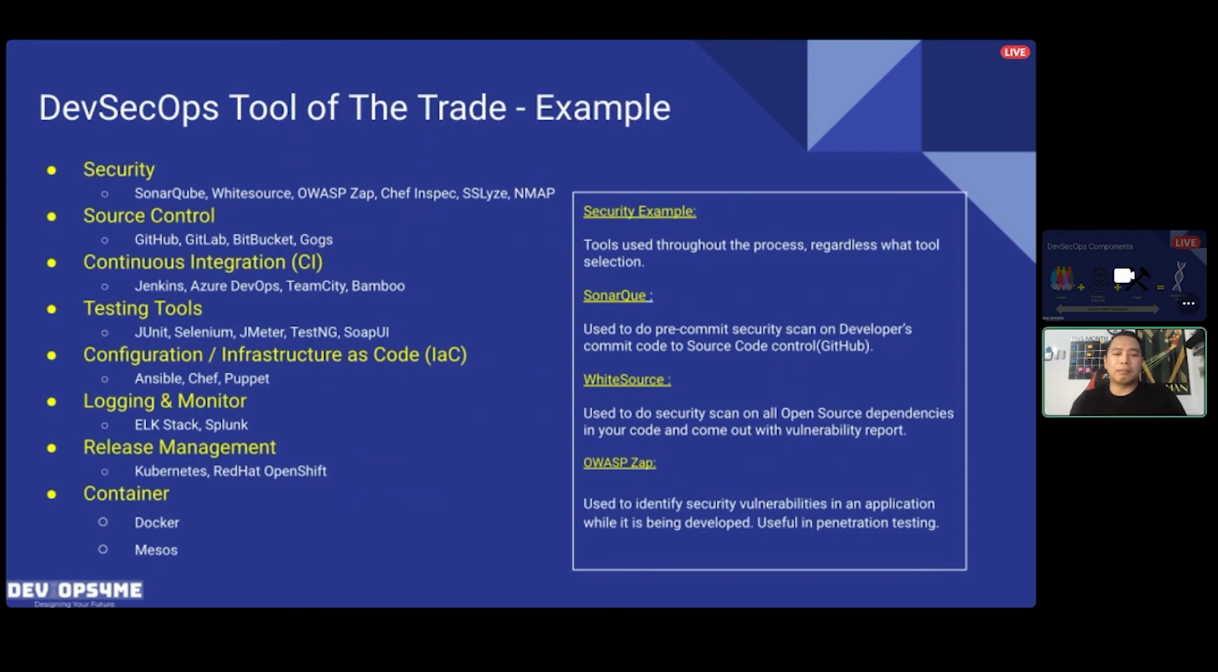So for some of the examples here, if you're using SonarQube, you can do a security test on developer commits to source code. WhiteSource is used to scan your open source dependencies in your code, and it also comes up with a vulnerability report that you can see before you deploy into your environment. OWASP ZAP is used to identify vulnerabilities in an application while it's being deployed. So it's useful in penetration tests.